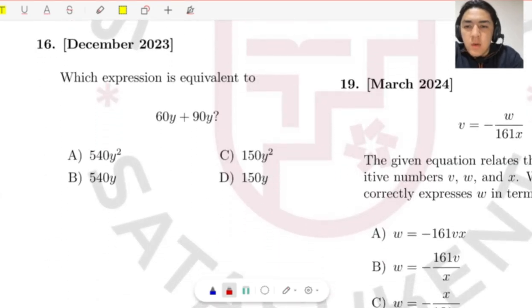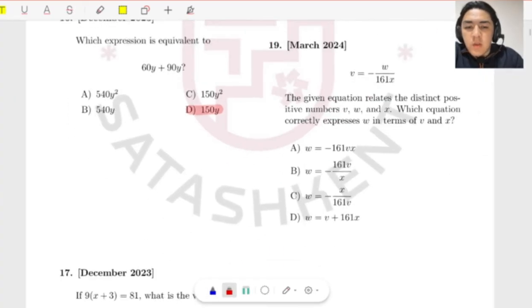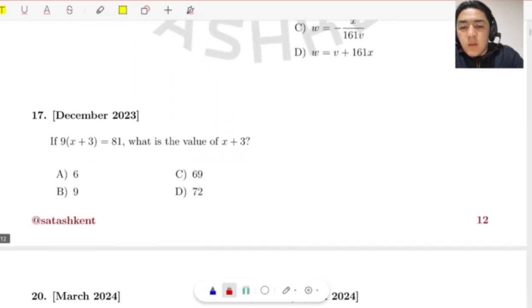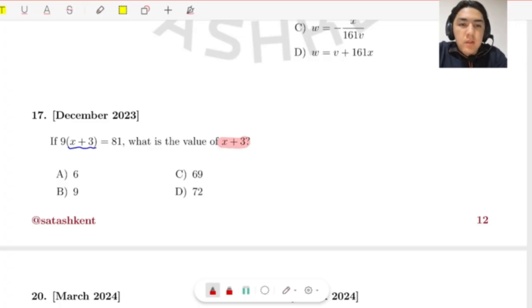Question 16. Which expression is equivalent to this? 60y plus 90y is 150y. D option. Question number 17. If you are given this equation, you have to find x plus 3. Okay, x plus 3 is given, and I have to just divide this by 9, then x plus 3 will be 9 itself. And from the options, as you can see, it's going to be B now.